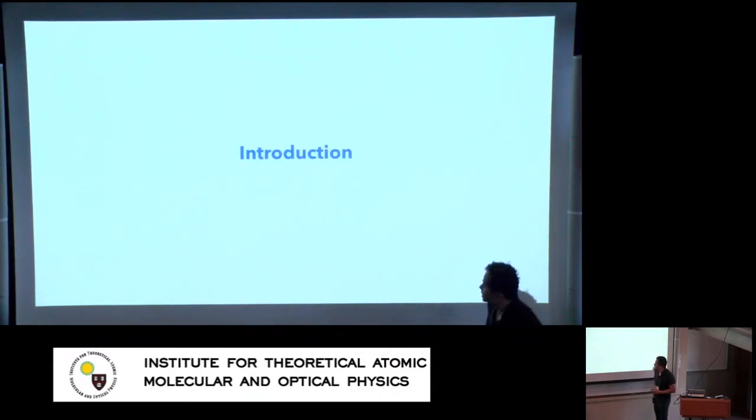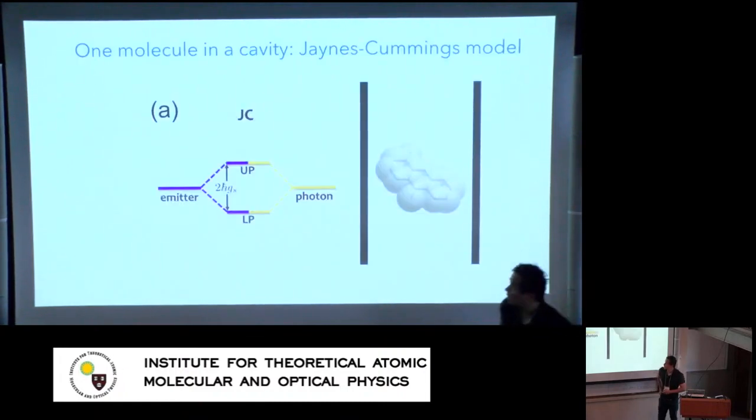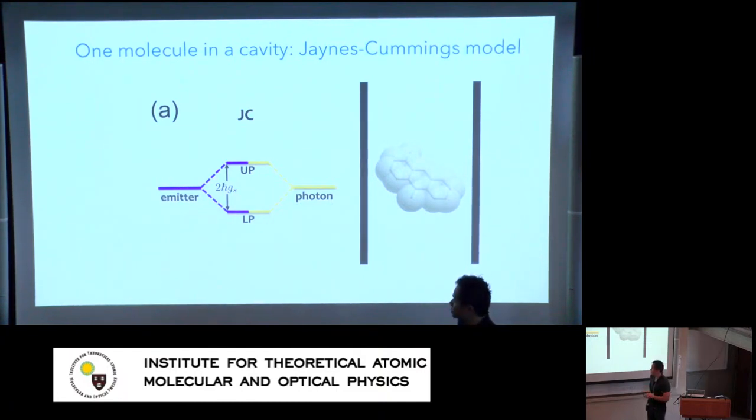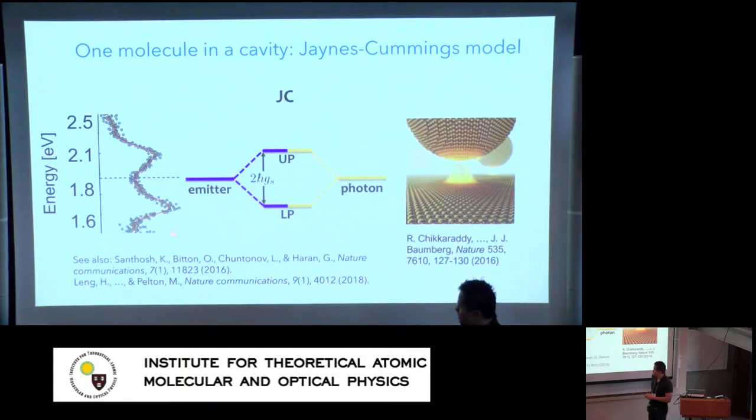Okay, so let's start with a brief introduction. Let's take a single molecule in a cavity and assume that the cavity has such a single molecule strong light matter coupling that you form hybrid states, the lower polariton and the upper polariton. This has been realized in various groups in the world, including the Baumberg group in Cambridge, Haran group in Weizmann, Pelton in Maryland, Baltimore, and there are a bunch of other groups that are also trying to do something like this.